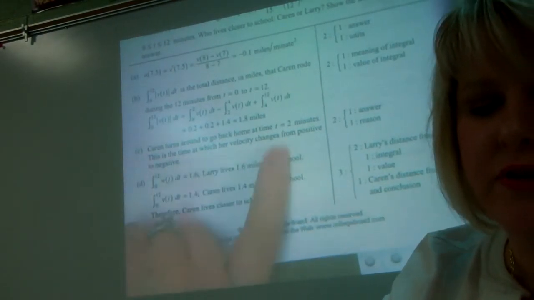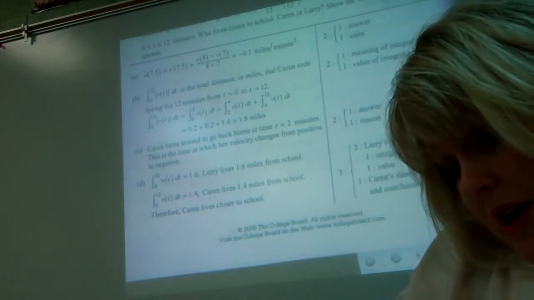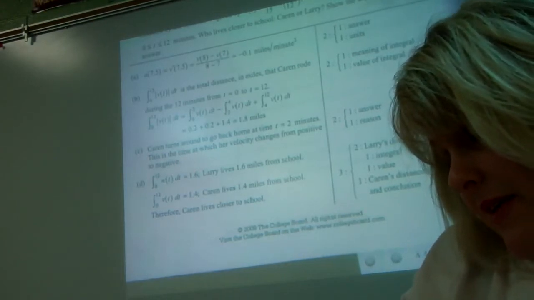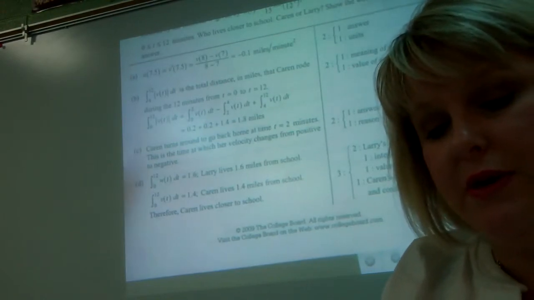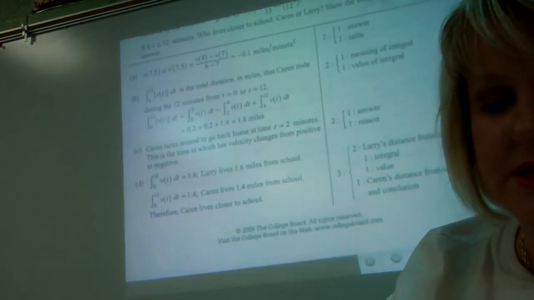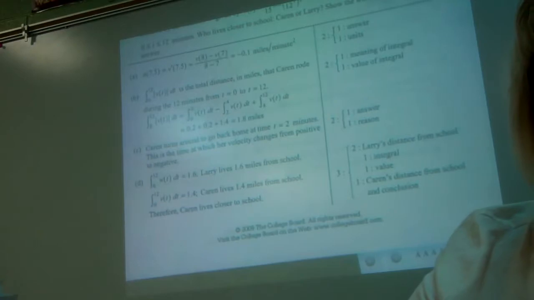But this is the time at which her velocity changes signs. It doesn't really matter that it changes positive to negative. You don't have to get that specific. If they asked about maxes and mins, you would need to do that, but it's just that it changes signs. It didn't really matter which direction it changed signs.